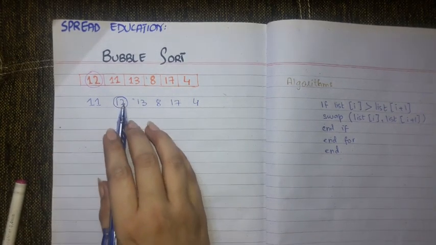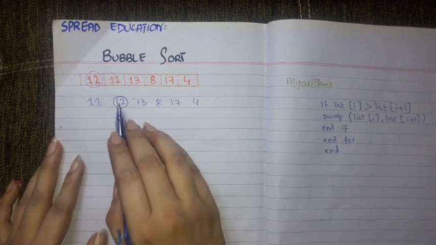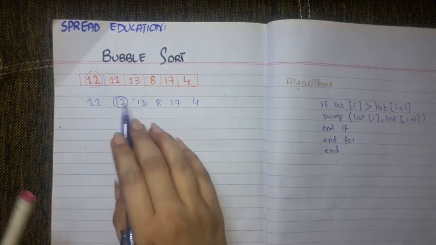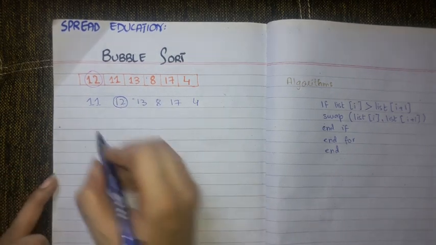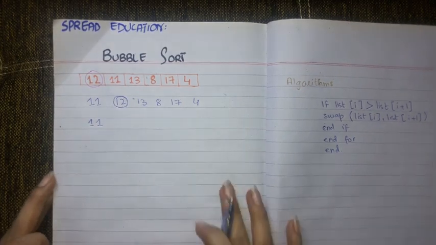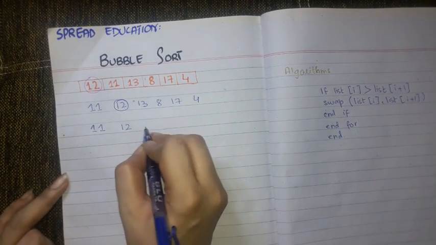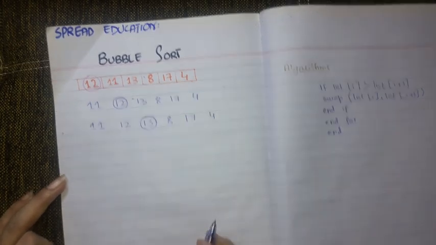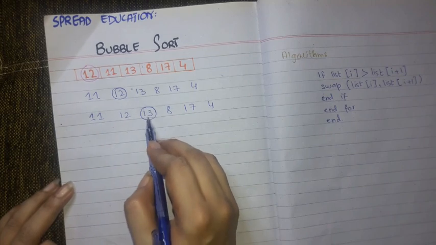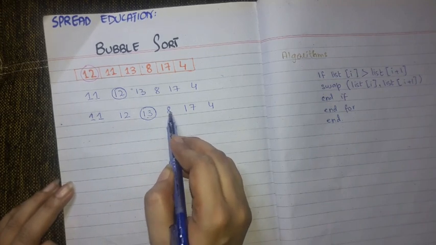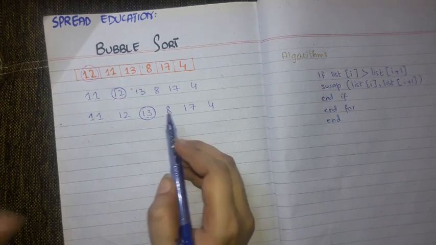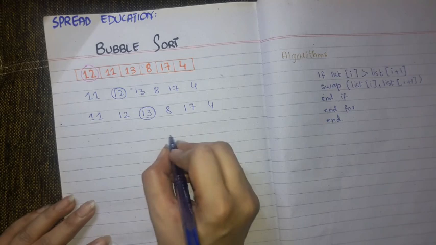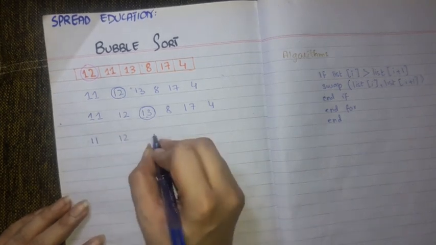Okay, now I have to compare this bubble element with this, and it is smaller than this. So I will shift this bubble here, like 11, 12, 13, 8, 7, 4. Okay, now let's compare this bubble element with this, and it is obviously greater than 8. So we will shift the element with the bubble here, and all the things will remain the same.